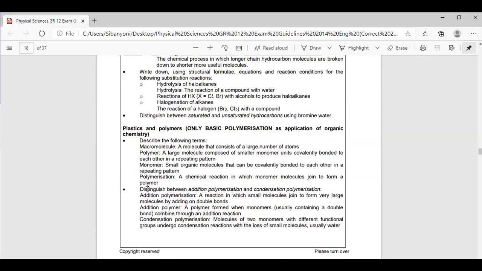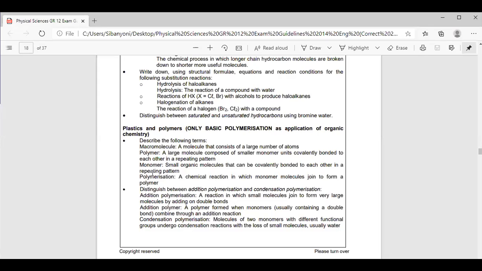And lastly, under your examination guidelines, remember, we still need to know about plastics and polymers. These things apply in our real life because we use polymers. They are produced by big companies in South Africa. One of those companies is Safripol. So it's things that we use in our daily lives and we need to know about them. And hence they form part of organic chemistry.